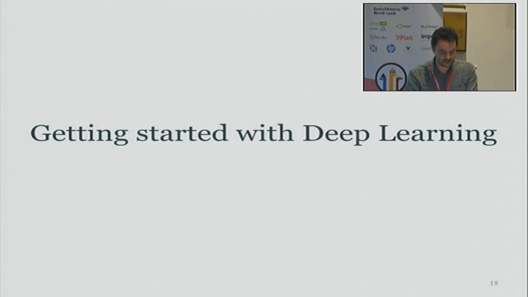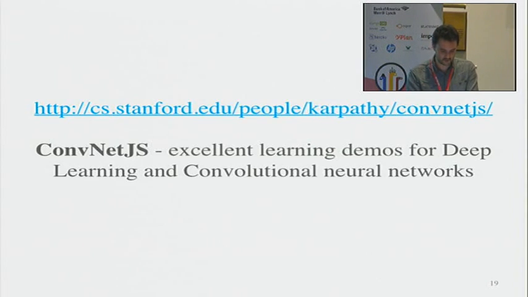But for you guys, if you want to get started with deep learning, it's quite possible. First step, ConvNet.js. It's by a guy called Andrej Karpathy at Stanford. It is the most fantastic resource for learning about deep learning and convolutional neural networks. Check it out. You can find out what they are, how neural networks work. You can get an idea of the field and get started.